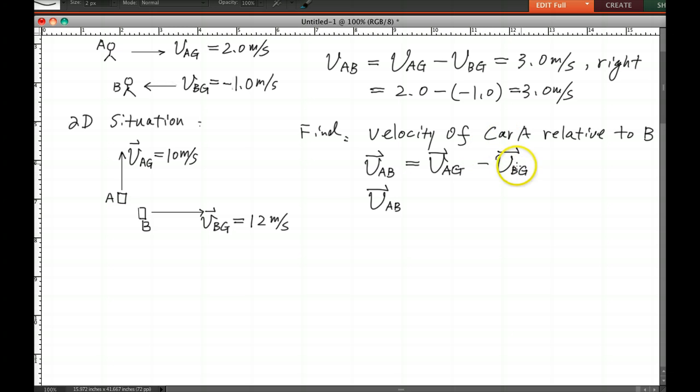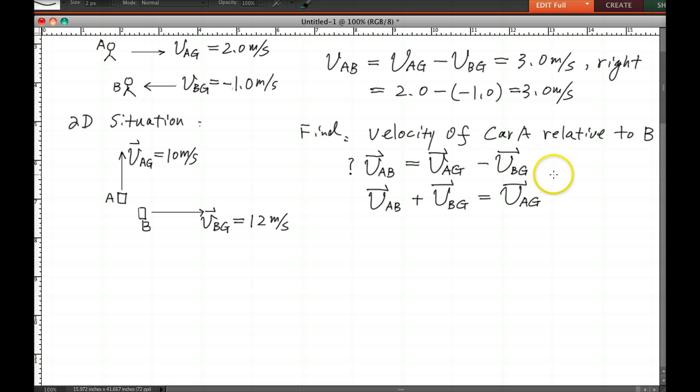So I move this negative over to the left side, so plus VBG equals VAG. Right? If you're comfortable with addition, no problem. But this question is really asking to find out this, right? So this is actually something we need to find out. And then you need to do the subtraction between the two vectors.